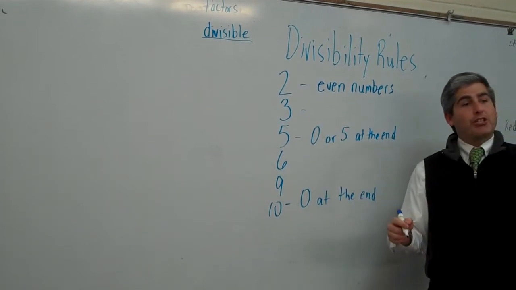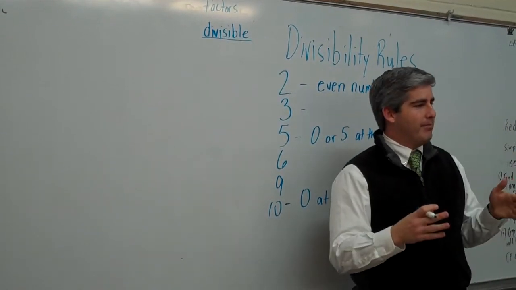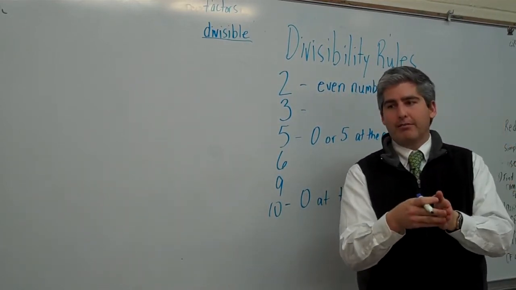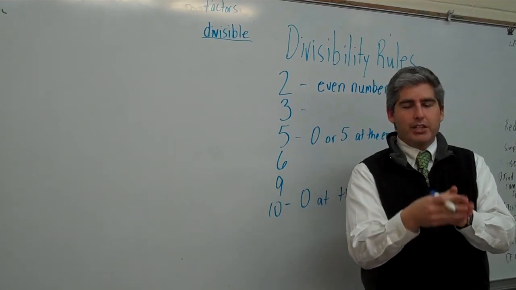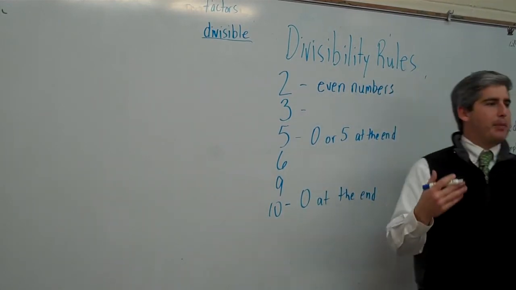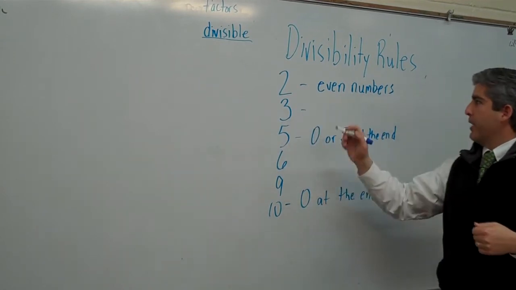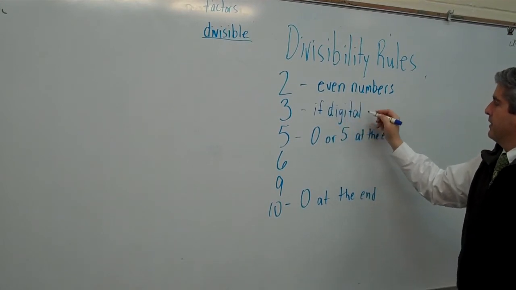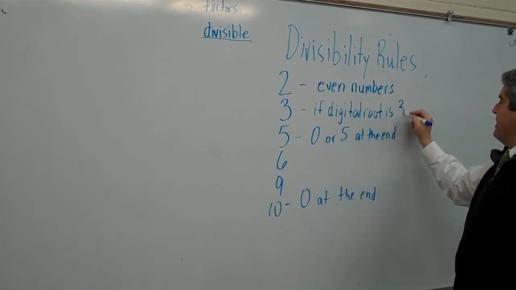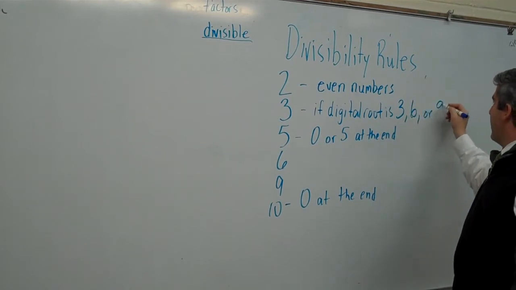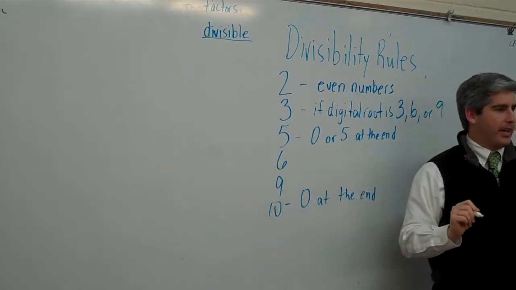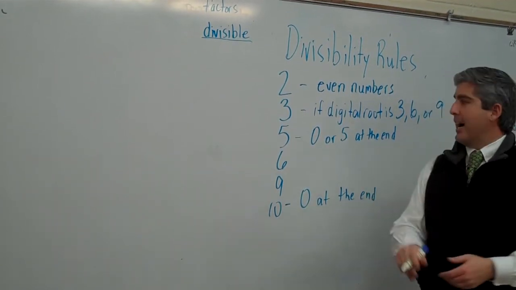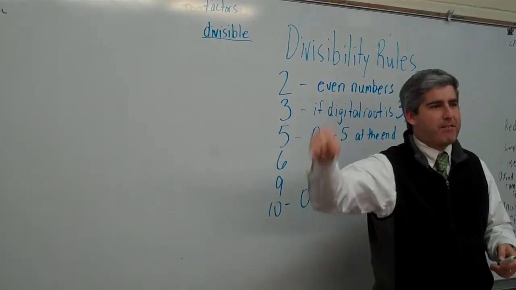So back to 3. We just did our lesson on digital root. We know the digital root is the sum of the digits. You keep finding that sum until you have a what? One-digit number. Okay? Now where this comes into play as far as the divisibility rules is 3. If the digital root is 3, 6, or 9, then it's divisible by 3. So if you find the digital root, and it's either 3, 6, or 9, that means that 3 is definitely a factor of that number.